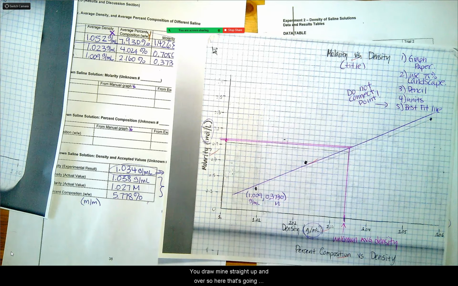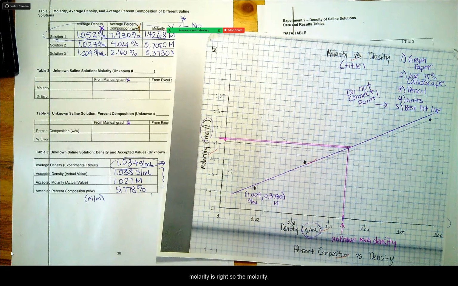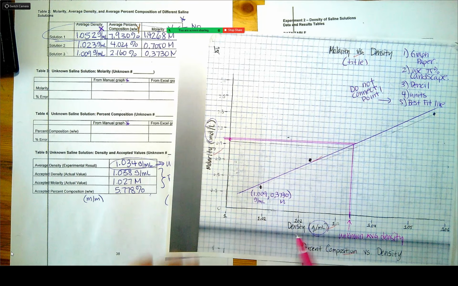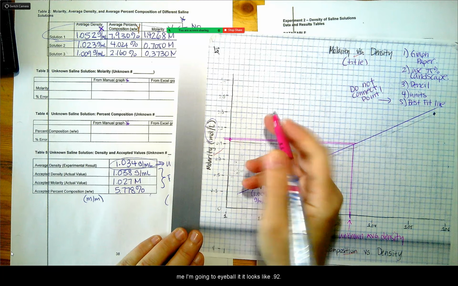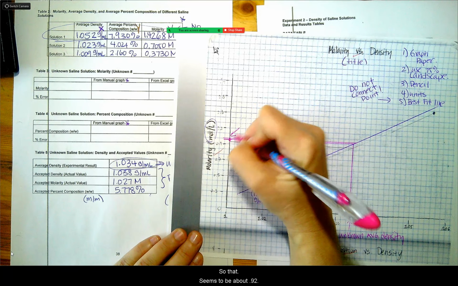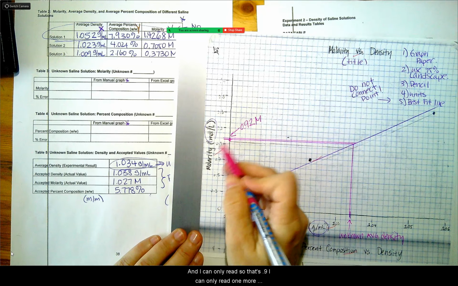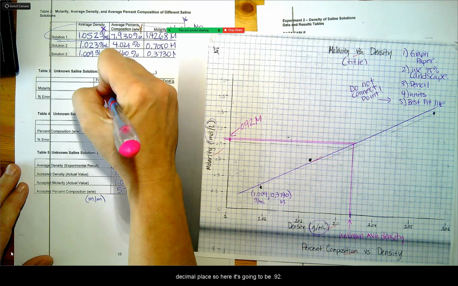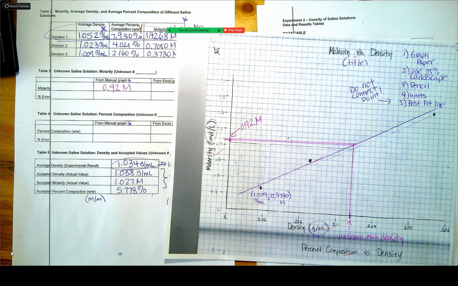So here, that's going to be our molarity, because we want to know what the molarity is, right? So the molarity from the graph, which is on our y-axis, I'm going to look here and I'm going to say, okay, I'm going to eyeball it. It looks like 0.92. So that dot seems to be about 0.92 molar. Okay, and if that's 0.9, I could only read one more decimal place. So here it's going to be 0.92 from the graph.